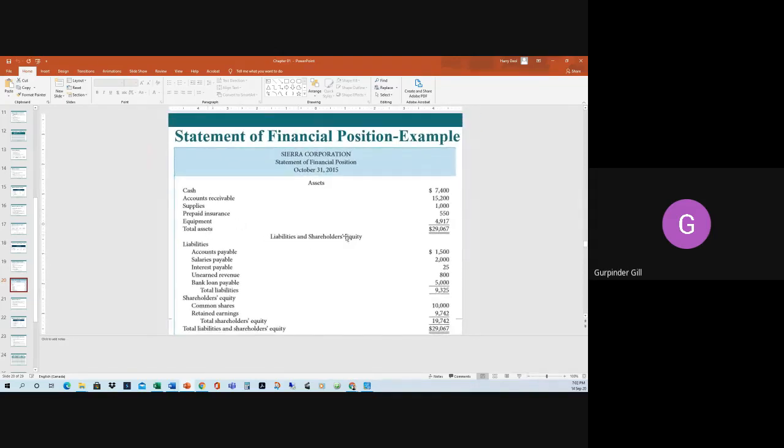If you look, your total assets are $29,067 in this instance, and your total liabilities plus shareholders' equity is exactly the same number. This is why we call it a balance sheet. The left-hand side and the right-hand side of that balance sheet have to be exactly in balance. It can't be tilted either way. Okay. Now, what do you think is an asset?